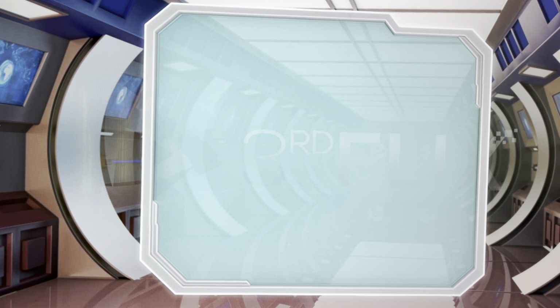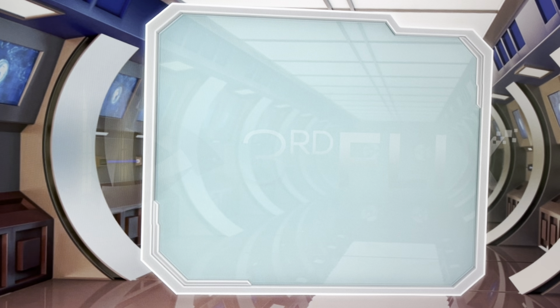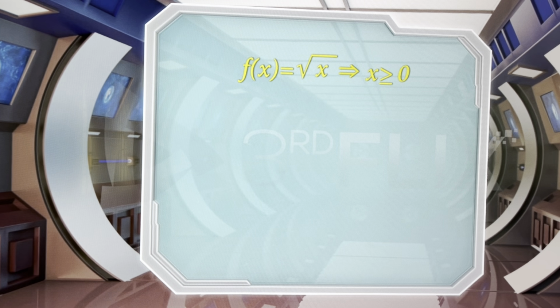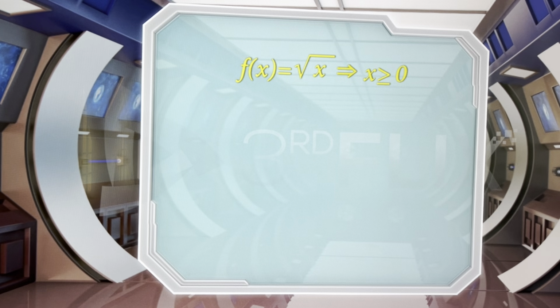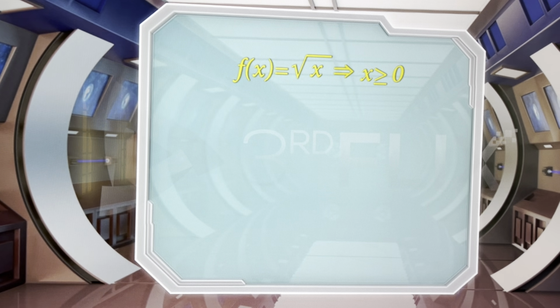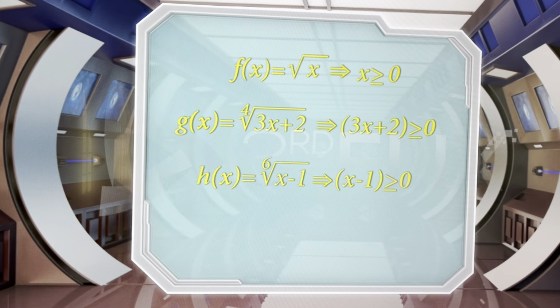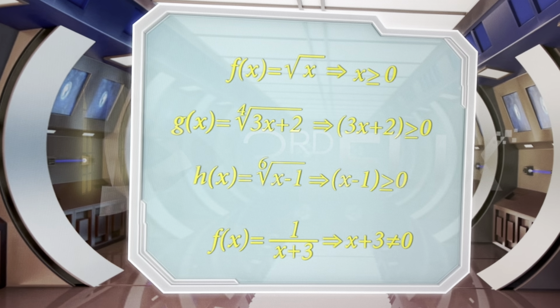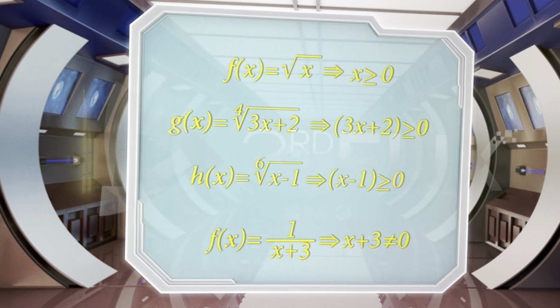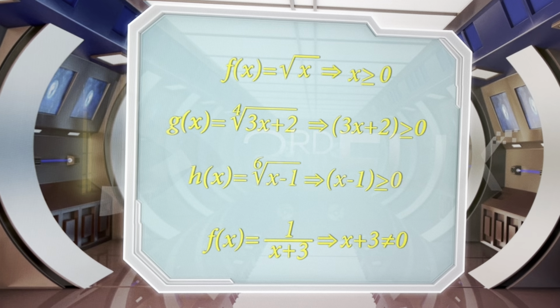Methods for finding domain and range of a function. Domain: expression under an even root, that is square root, fourth root, etc., is greater than or equal to 0. Denominator is not equal to 0.